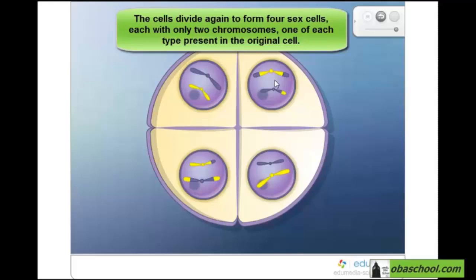So this is what happens during meiosis. This concludes our lesson for meiosis, and hopefully the video gave enough visual aid to understand how this process occurs.